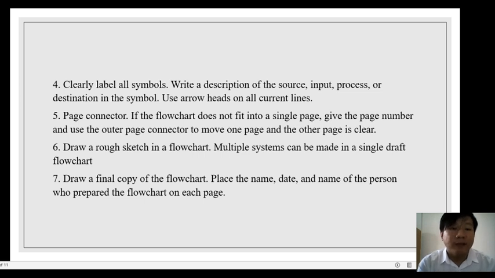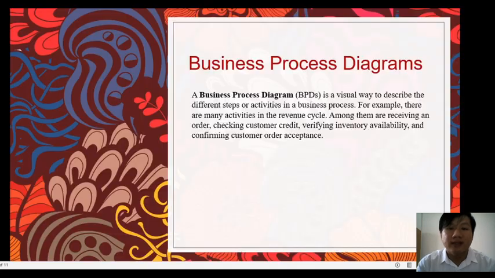5. Page connector. If the flowchart does not fit onto a single page, give the page number and use the off-page connector to move from one page to another so that the flow is clear. 6. Draw a rough sketch of the flowchart. Multiple systems can be made in a single draft flowchart. 7. Draw a final copy of the flowchart. Place the name, date, and name of the person who prepared the flowchart on each page.